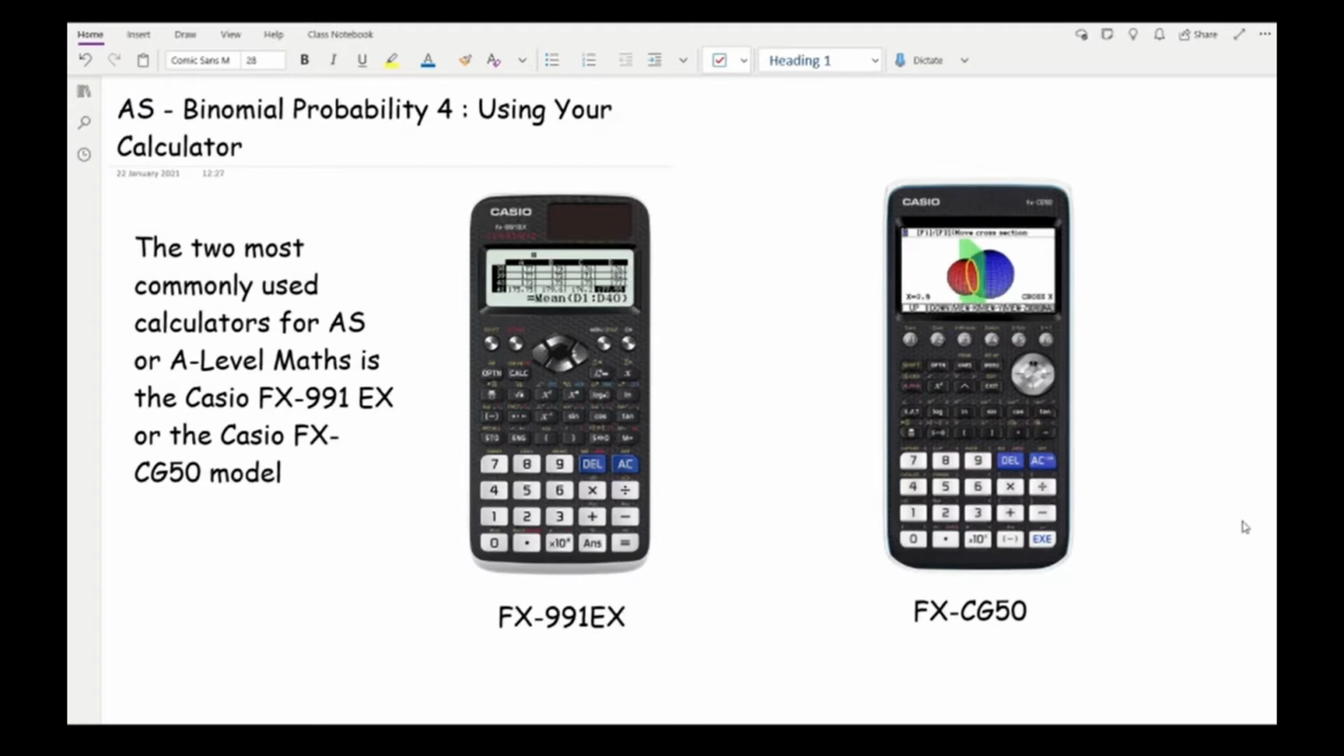Now, the main difference between the two is one is more scientific and retails around about the £20 or £25 mark, and the graphic calculator, which is the CG50 model, retails around about £80 plus.